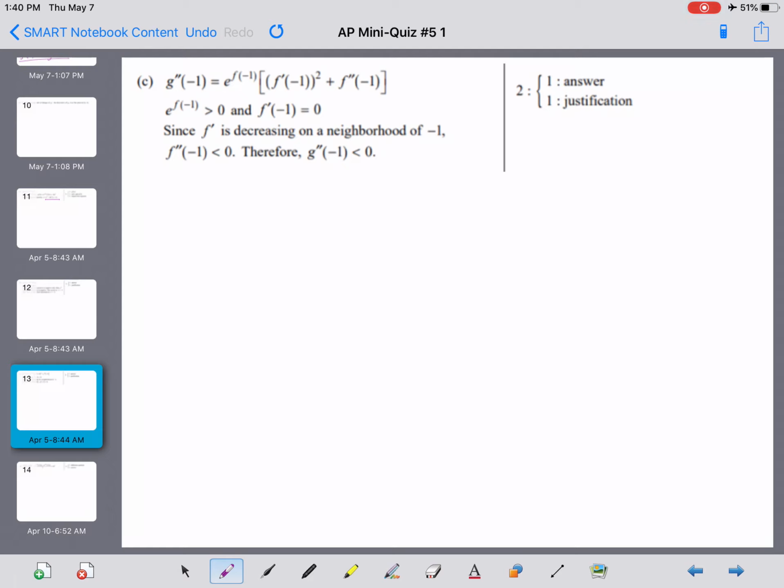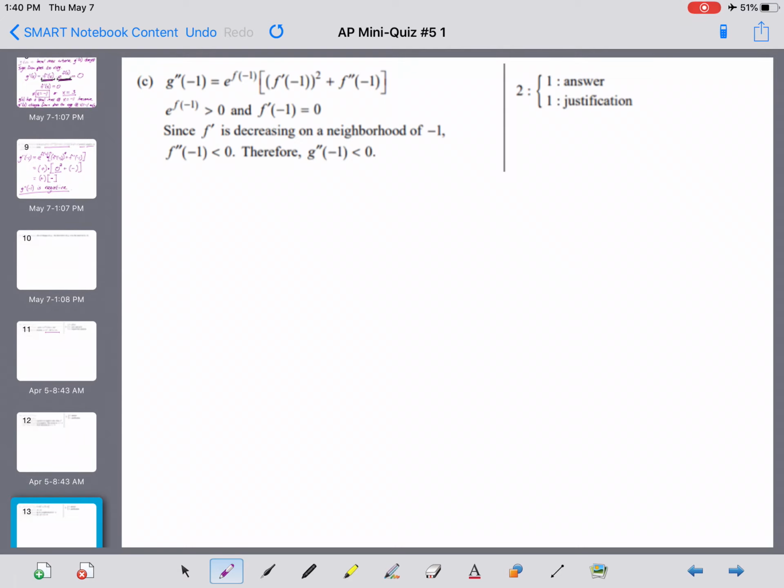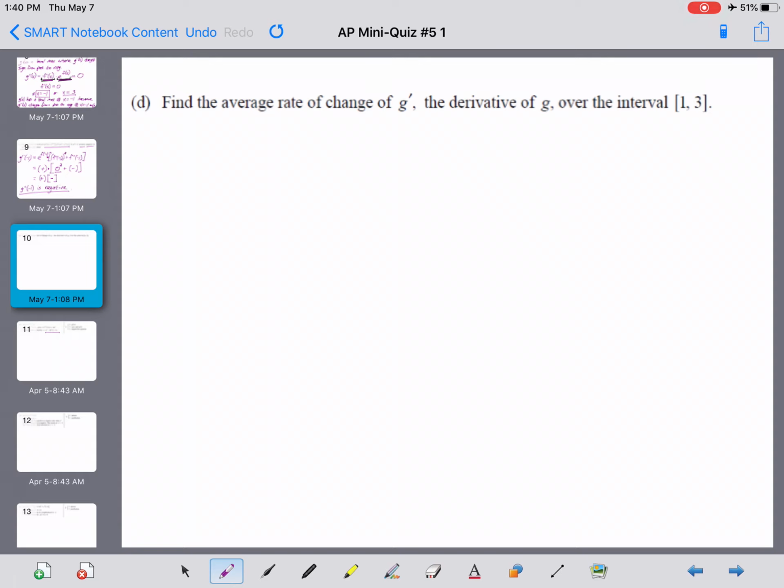I think they've got, yeah, that's positive. We know that's 0. Okay, I think we've got it right there, so that value is going to be negative as well. Okay, so we got that. And let's move on to the last part right here.